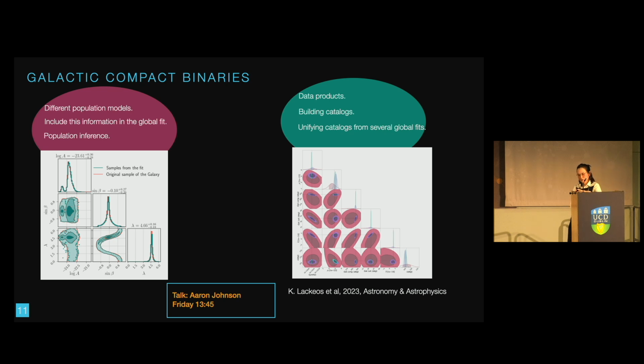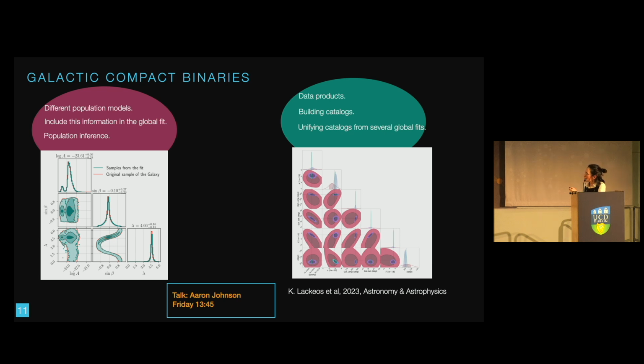When we find all our parameters for galactic binaries, the question is how we are going to produce the final data products, or what we call the catalogs, that we are going to deliver to the community of astronomers. This is also a big, not entirely resolved problem, and there have been some studies already for results of a single global fit, but we still have to understand how we do this if we have several global fits together and how we unite them with each other.